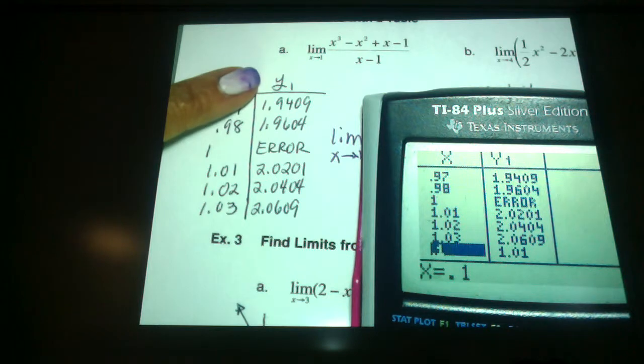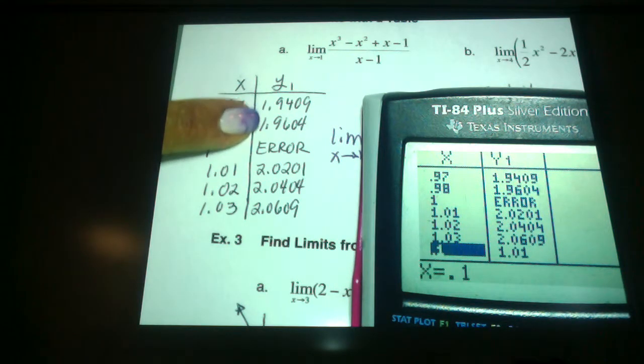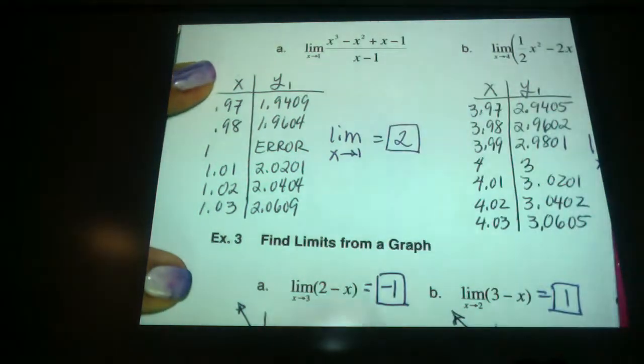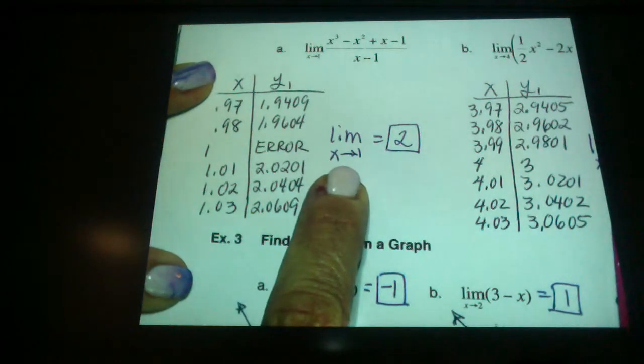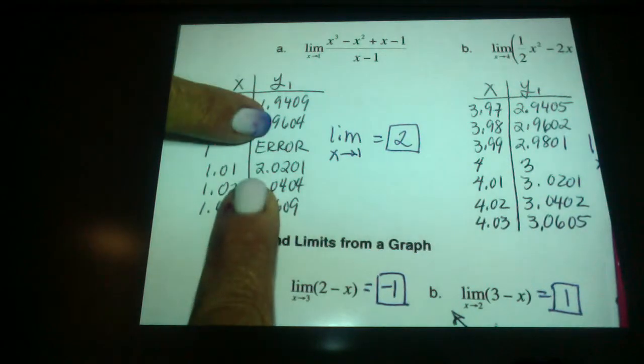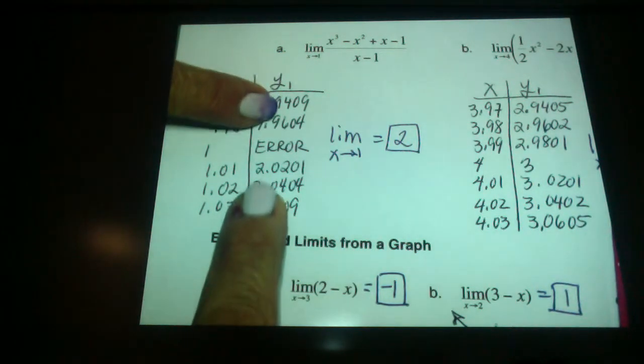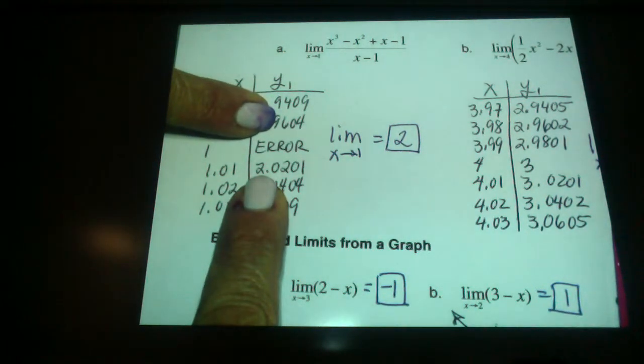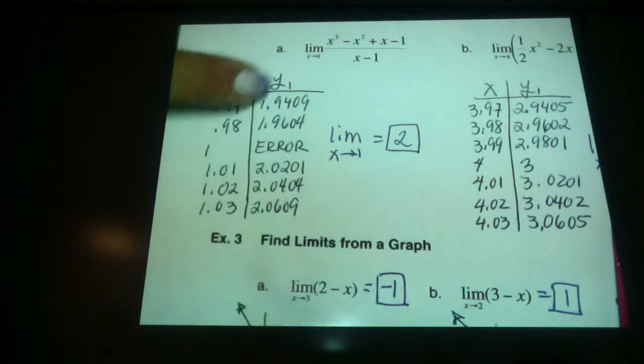But if I approach 1 from the other direction going this way, isn't it getting bigger and bigger and bigger until it approaches 2 but doesn't hit 2 because of the error? So my point is, the limit as x approaches 1 is 2. You can see that on the table here, because as these numbers get closer and closer to 1, they're getting closer and closer to the number 2. And you can see it on your graph.